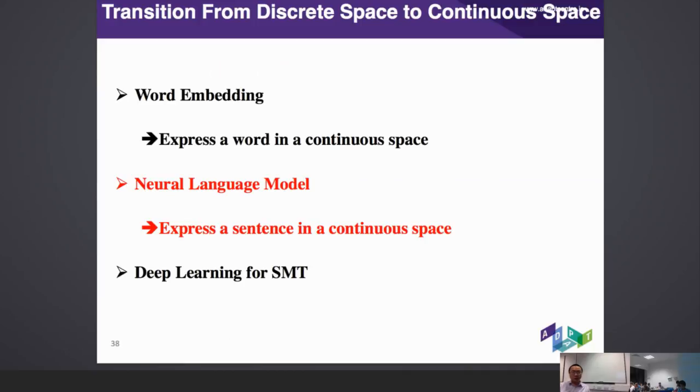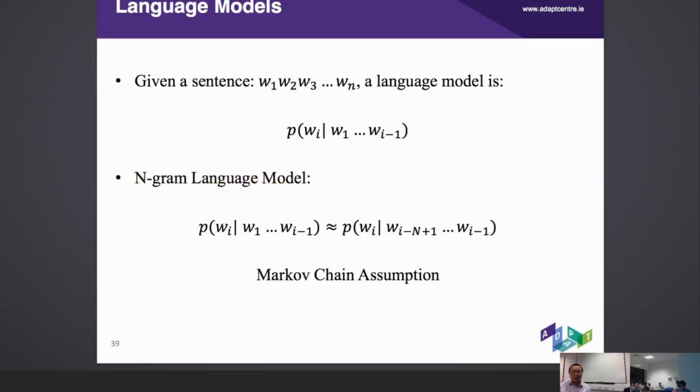By using this kind of technique, we can obtain very good word embeddings. That means we implement the mapping for a single word from a discrete space to a continuous space. Next we need to express a sentence, not only a single word, in a continuous space. The idea is to use a neural language model.